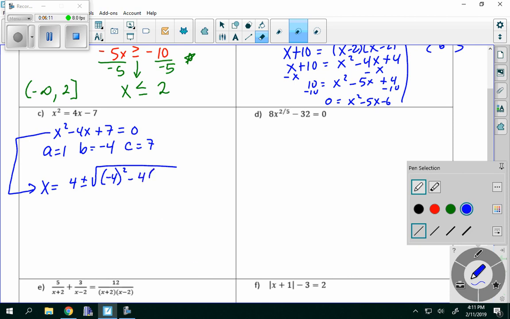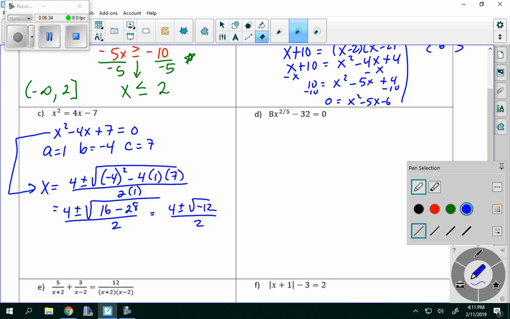Minus 4 times 1 times 7, all divided by 2 times 1. So that equals 4 plus or minus the square root of 16 take away 28, all over 2, which equals 4 plus or minus the square root of negative 12, all over 2. Okay, so as you can see, this answer is going to be a complex imaginary number, a non-real number.